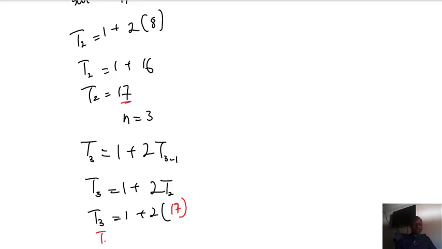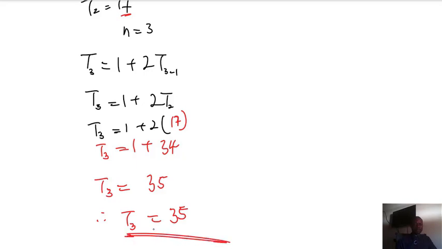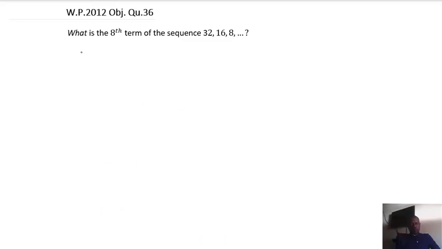So we put 17 here. So we have t3 being equal to 1 plus 2 times 17 will give us 34. So we have t3 being equal to 35. So therefore t3 will give us 35. So this will be our final answer.